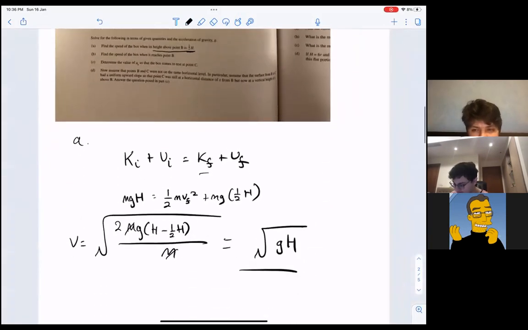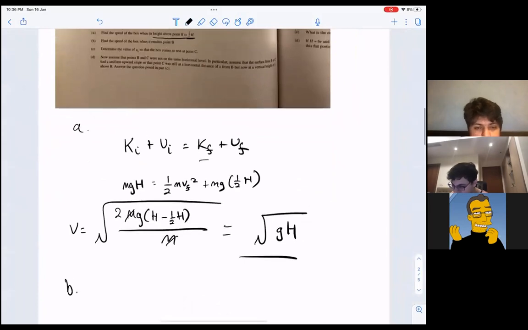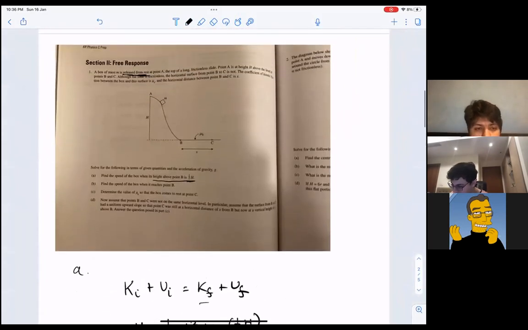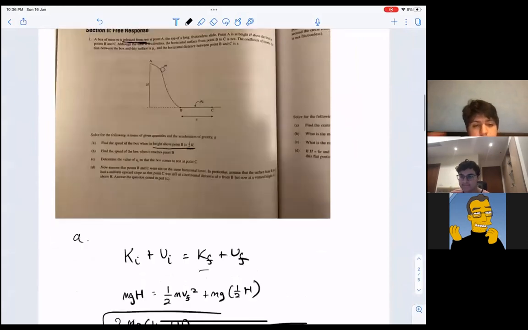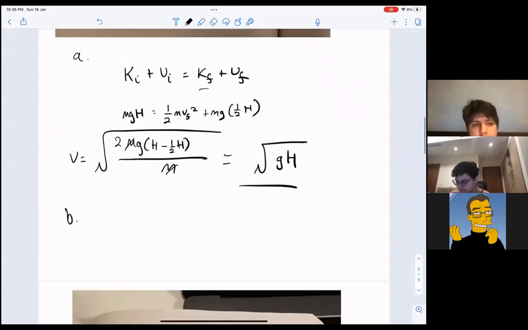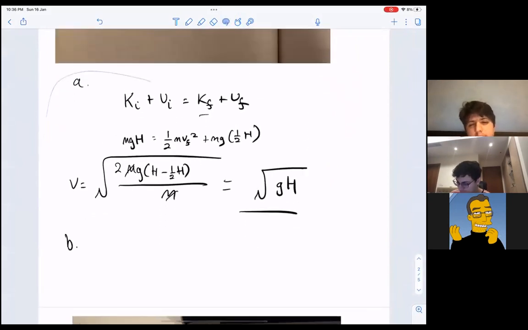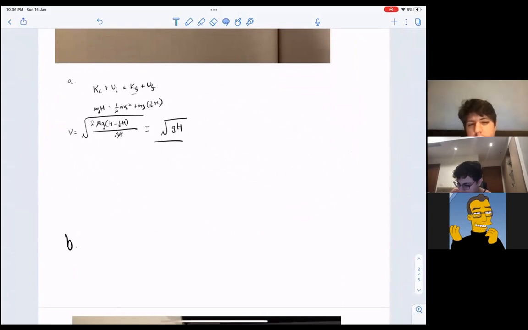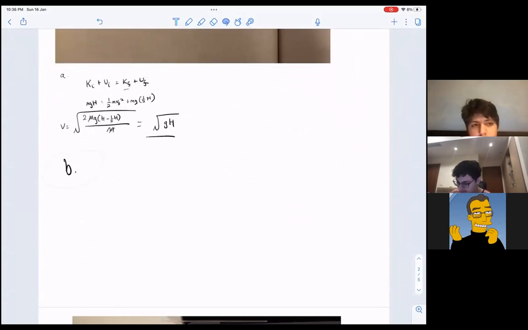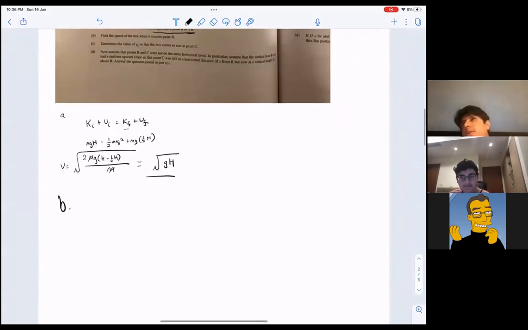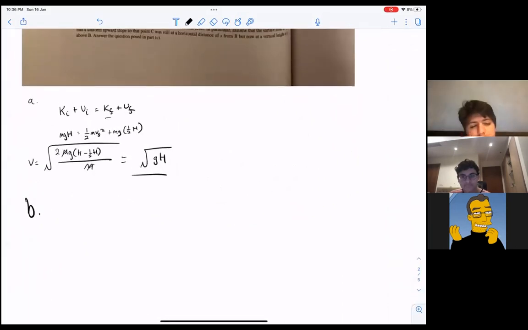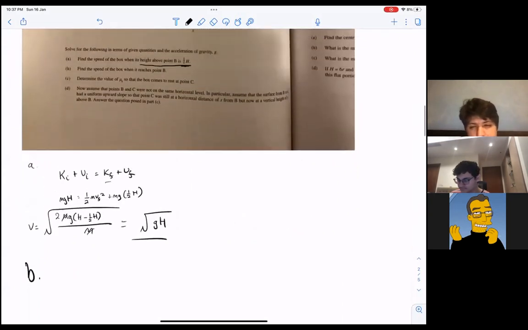Okay, so now part B. Find the speed of the box when it reaches point B. So now this is at the bottom of the hill. Therefore, I guess we could use the same way, right? Yeah, we would do a similar method to solve this question. We could use conservation of energy again, but the only tricky part I would say is for initial potential energy, would the height still be h?